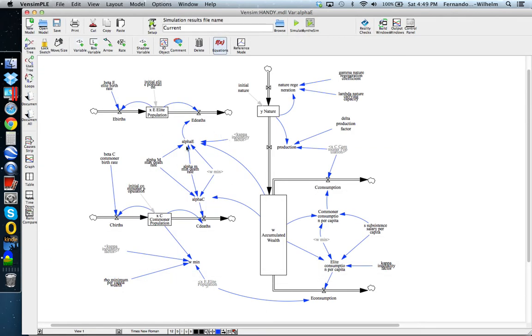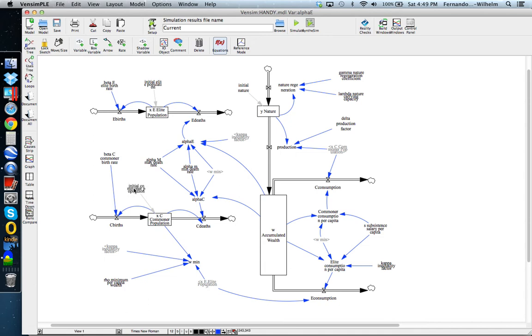So that essentially assembles the elite population. The commoner population is assembled in much of a similar fashion. You have commoner births and commoner deaths, and I'll go through this a little bit quicker. There's a beta C, okay, and there's an initial commoner population.